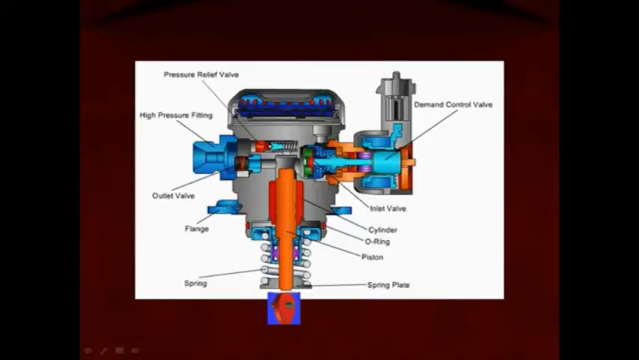Let's look at the internal workings of the high pressure fuel pump. Here we can see everything labeled. As we look to the right side, we can see a demand control valve. Now that's just one manufacturer's name. Sometimes it's called the fuel volume control, fuel pressure control. No matter what it's called, it is a simple solenoid, and it controls how much fuel from the low fuel pressure system is delivered to the internal workings of the high pressure pump.